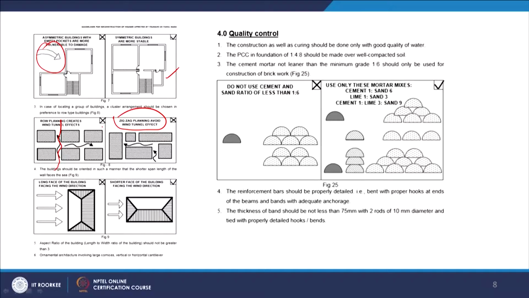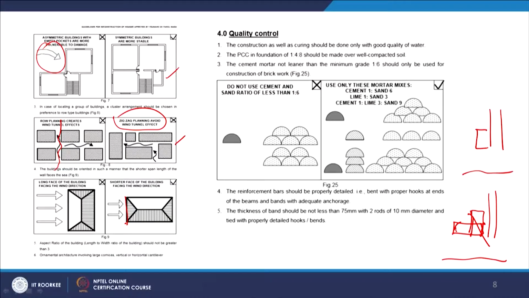And similarly, the long face of the building facing the wind direction. In fact, if you ever visit the coastal villages of Tamil Nadu, most of the time the short face of the building is facing the wind direction, whereas the long face has fewer openings. So the whole building pattern is such that you have the seashore, and the shorter side of the buildings will face the seaside. That is how they are oriented.